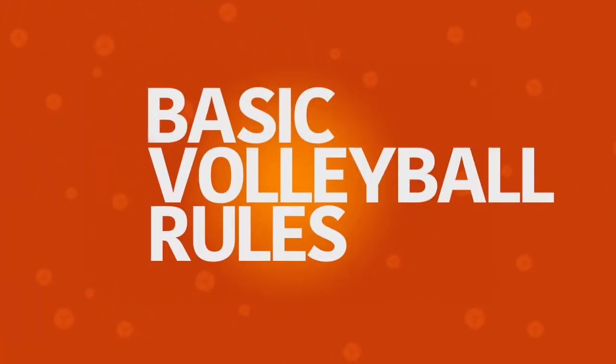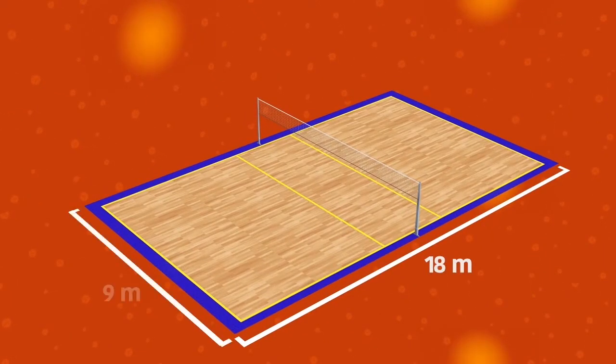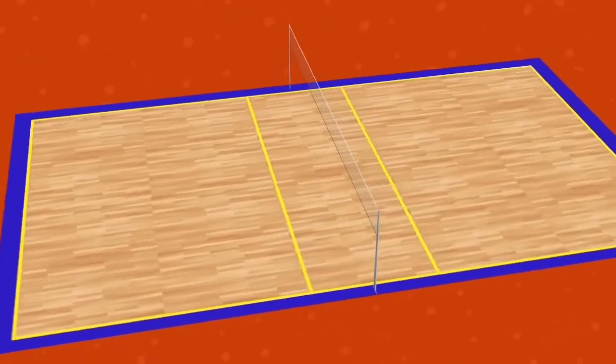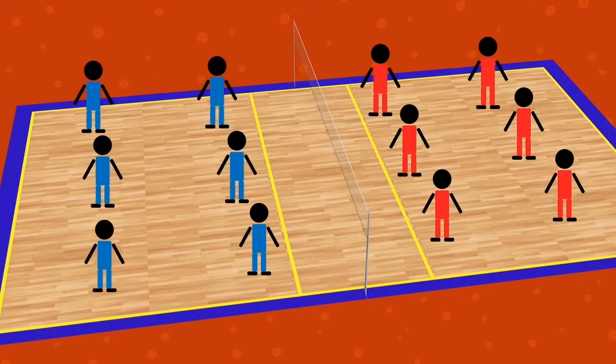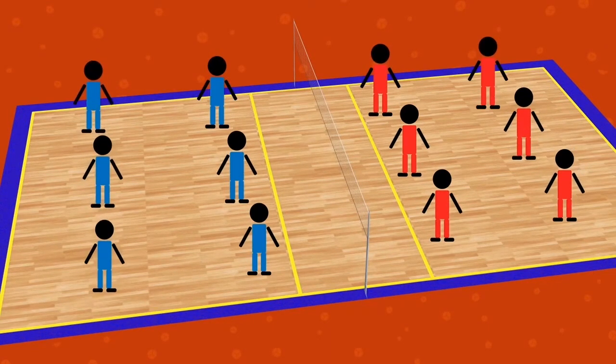So you're about to watch a volleyball game, but you don't know the rules or you need a refresher. Well, I'm here to help you. I'm Rudy Nectarin, and these are the basic rules you need to know about volleyball. A volleyball court is 18 meters long and 9 meters wide, with a net that stretches from one side of the court to the other. In a volleyball game, there are 12 players on the court. 6 players from each team are on both sides of the court. 3 players are at the net, and the other 3 are at the back of the court.